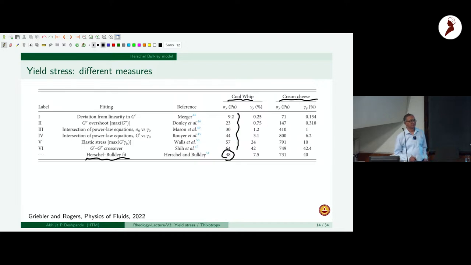So as far as yielding is concerned, its significance related to microscopic mechanisms is still a lot to be understood. And in terms of exact quantification of what we mean by yield stress, and what it corresponds to physically in terms of what we are trying to look at in our system.